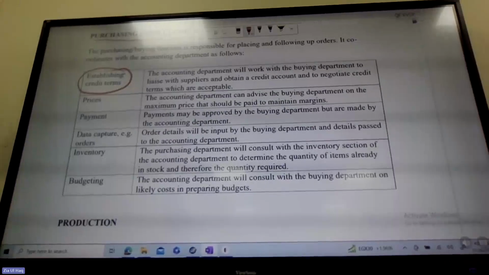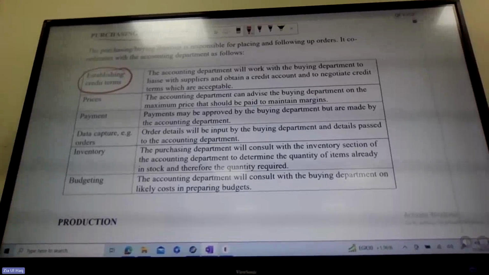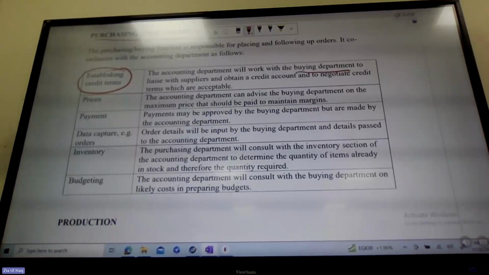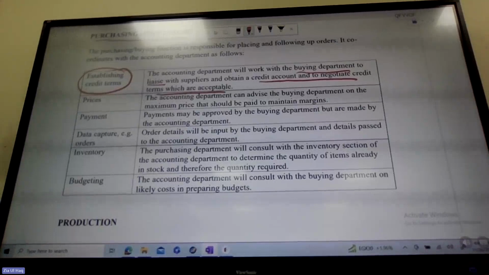So they require information from each other. When placing an order with the supplier, the purchase department requires information from the accounts department on how many days of credit we should request from the supplier. The accounting department will work with the buying department, the purchase department, to liaise, meaning contact, with the supplier, obtain a credit account and negotiate credit terms which are acceptable.